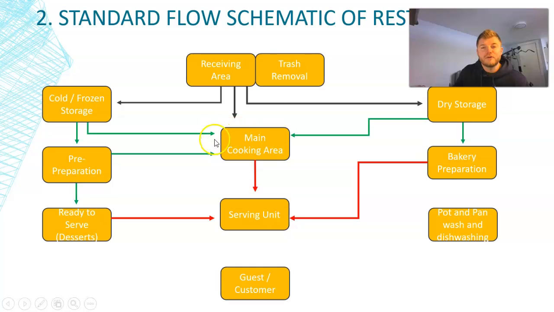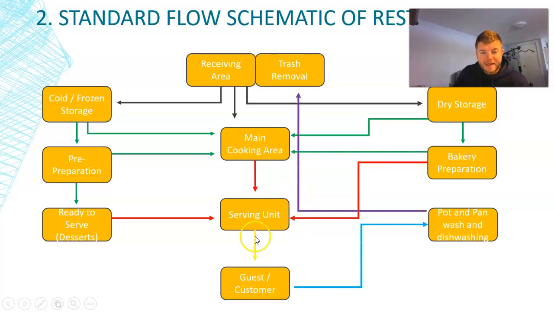From that main cooking area, they will create their meals, add heat for the final time, which will go to a serving unit. A serving unit could be a heat lamp. A serving unit could be a pass where you give a finished plate to a server and they run it into the dining room, or it could be a hot holding cart where you can put hot meals into this cart and then run it up to residents' rooms. So it's all very dependent on what you consider your serving unit to be. You might also have ready-to-serve desserts or salads that are pre-prepped, ready to go, and just need to be plated and sent. And then you might have some stuff coming out of the bakery as well.